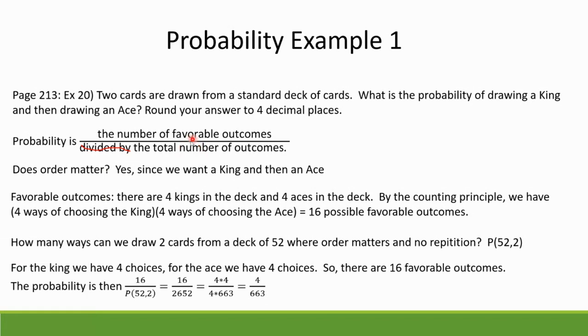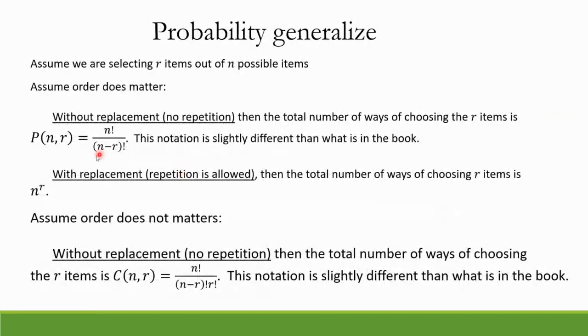Now, notice order does matter here. What does it say? Drawing a king and then drawing an ace. You get the king first. That's what they're saying. So order matters here. We're not putting the cards back. They never said we're putting the cards back. So it's really without replacement, no repetition. It's on the slide already, but remember, order matters, no repetition. That tells you right away we have to use permutations, which is this.